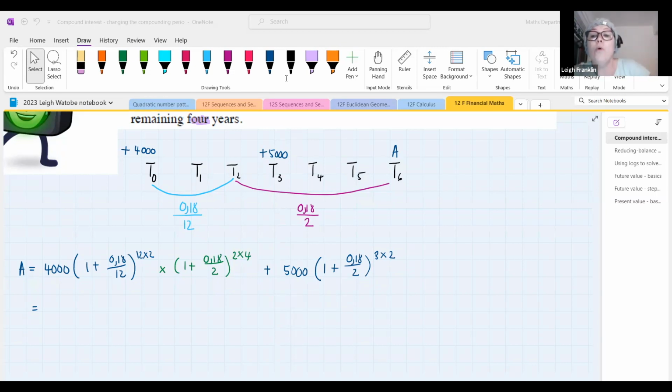Okay, so what you could do is take the dark blue part and work out the answer and then multiply it by the green. And then take that answer and then add the blue part at the end if you wanted to. Okay, you can do it like that if you like.